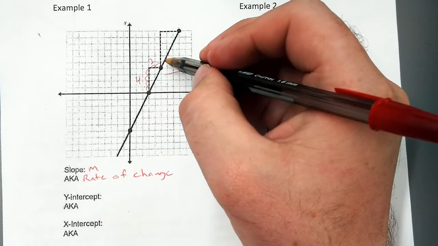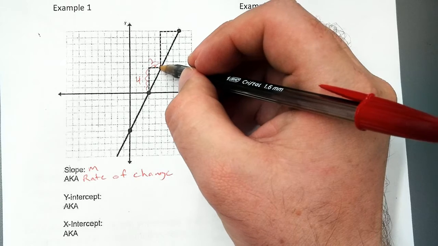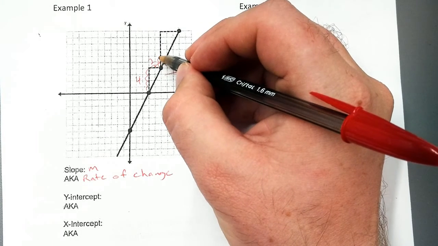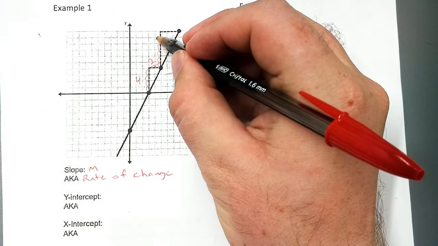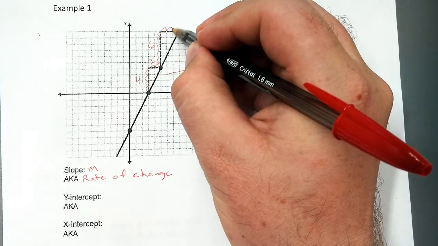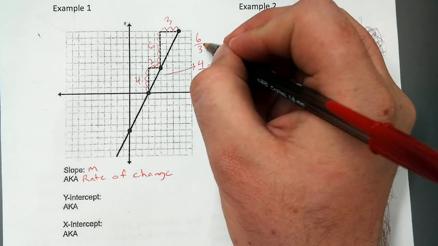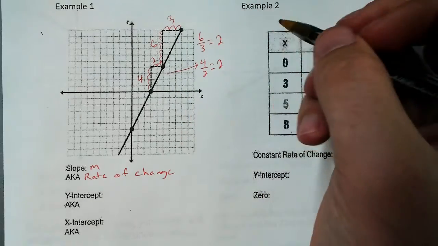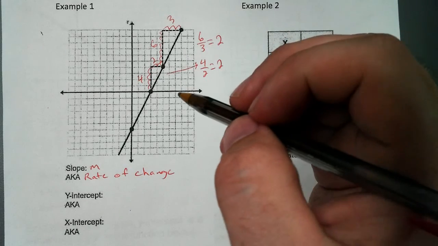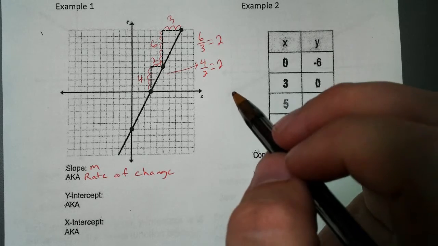Now, just to check it, these are 2 points on that line as well. Let's check the slope here and see if it changed. 1, 2, 3, 4, 5, and 6. And then 1, 2, 3. So I got 6 over 3, 6 divided by 3 also equals 2. So it doesn't matter which 2 points on the line you pick, you should still get the same slope as long as it's on the same line.